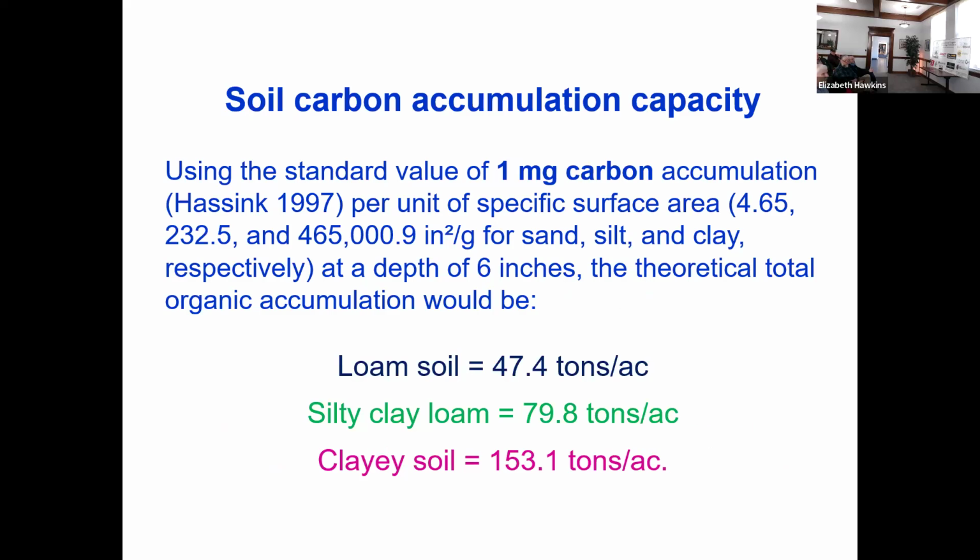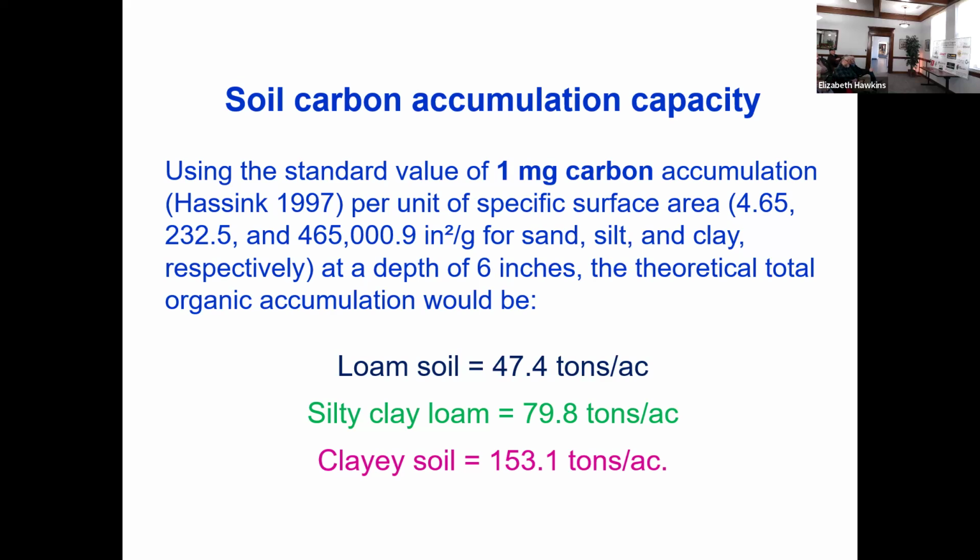So in soil, for the carbon accumulation capacity we have, we use the standard value of 1 milligram of carbon accumulation per unit of specific surface area. That means whatever reactive surface area we have in sand, silt and clay, which I have given. Again, I had a hard time converting everything from square centimeter per gram into inches. So look at that at 6 inches deep.